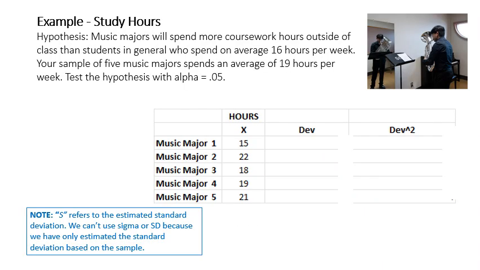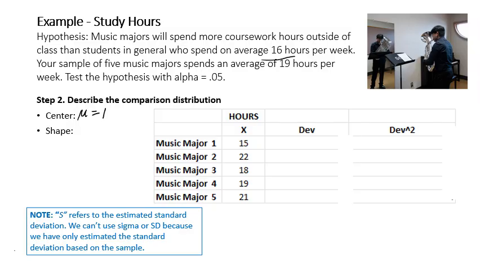So here's our problem again, and you can see that we're given data for 5 music majors, and we're asked to test this hypothesis with alpha 0.05. So first off, we're describing the comparison distribution in terms of center, shape, and spread. And we know that for center, we always get mu out of the problem. And it says these music majors in general spend 16 hours per week.